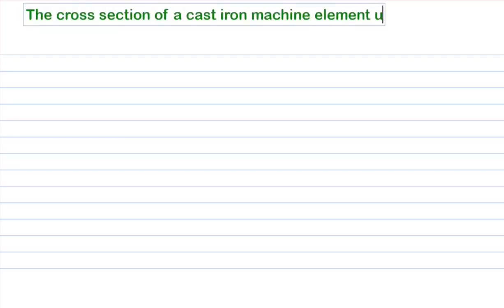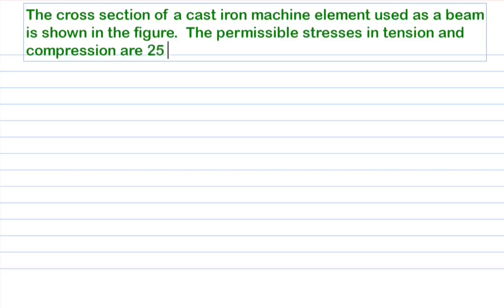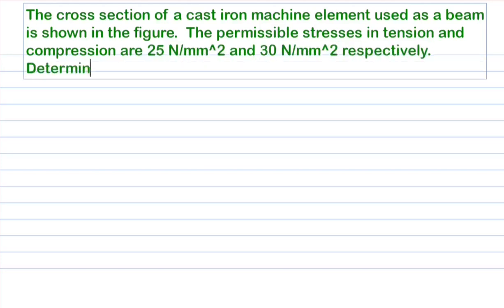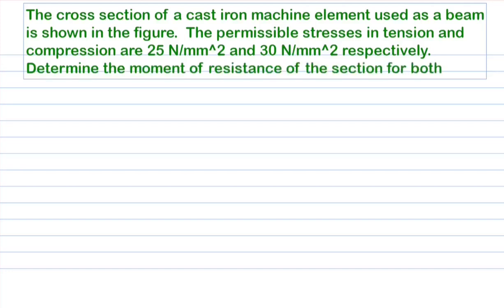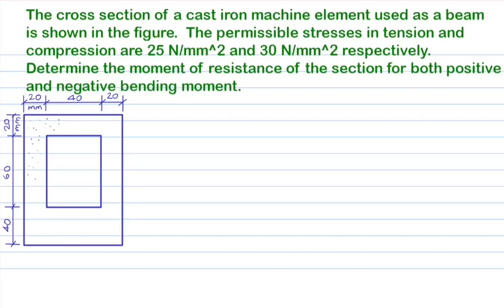The cross-section of a cast iron machine element used as a beam is shown in the figure. The permissible stresses in tension and compression are 25 Newton per millimeter square and 30 Newton per millimeter square respectively. Determine the moment of resistance of the section for both positive and negative bending moments. The figure is shown here with the given data.